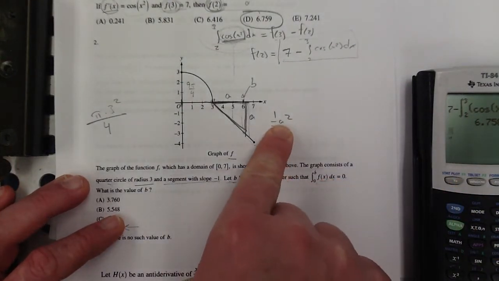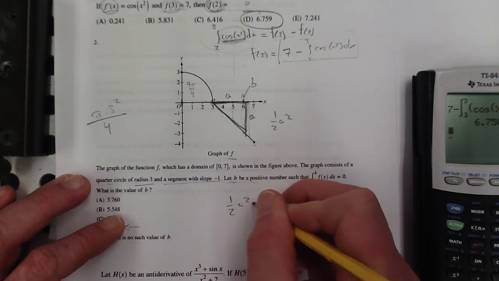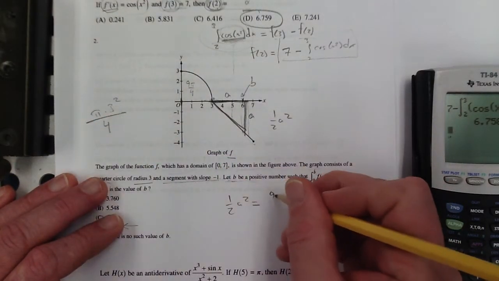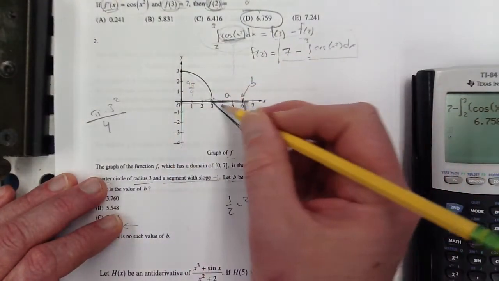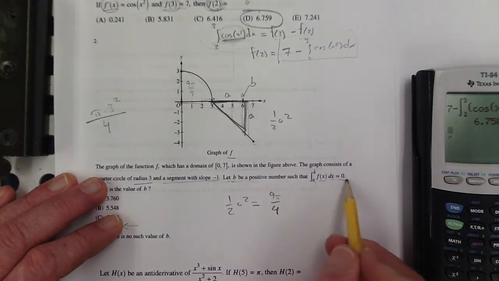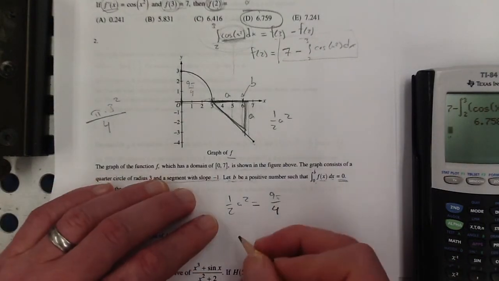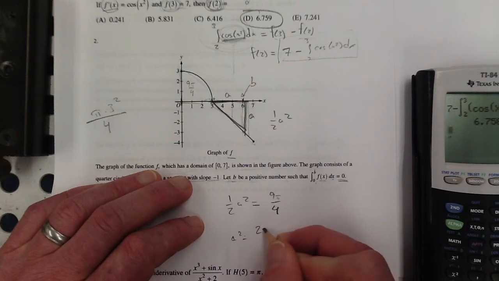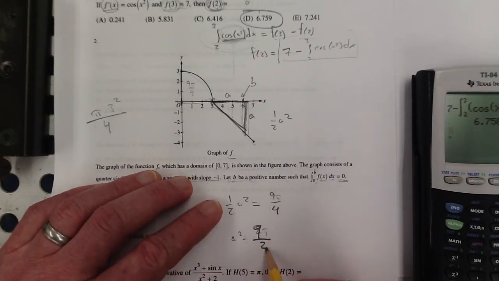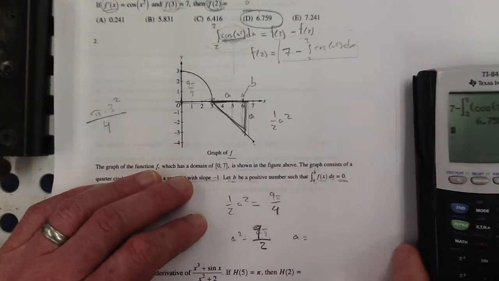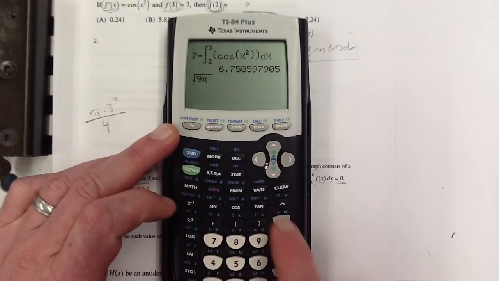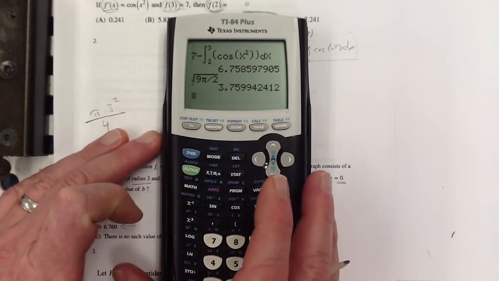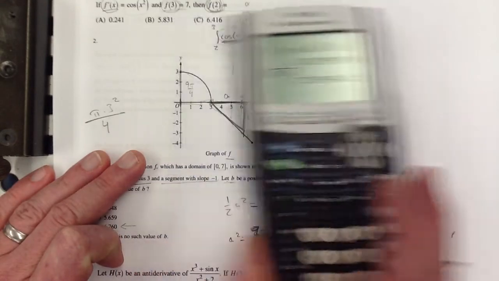So I just need that number a, 1/2 a squared, to be equal to the area of this, because this is positive area and this is negative area, and I'm trying to get them to cancel out, right? So a squared is going to be equal to 9 pi over 2. So a is equal to the square root of 9 pi over 2, which is 3.760.